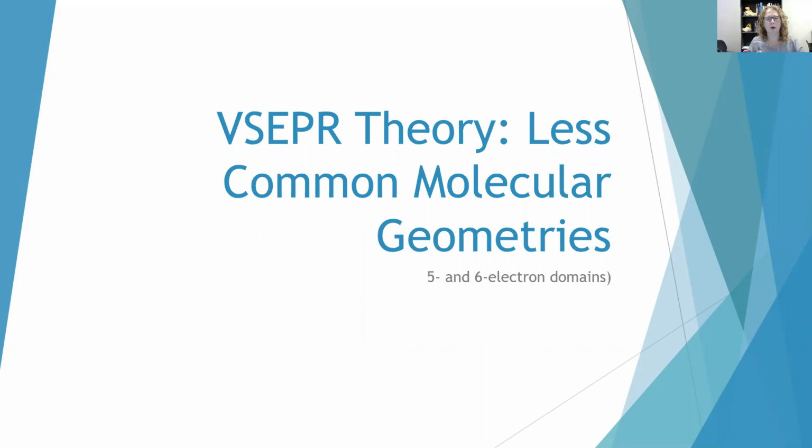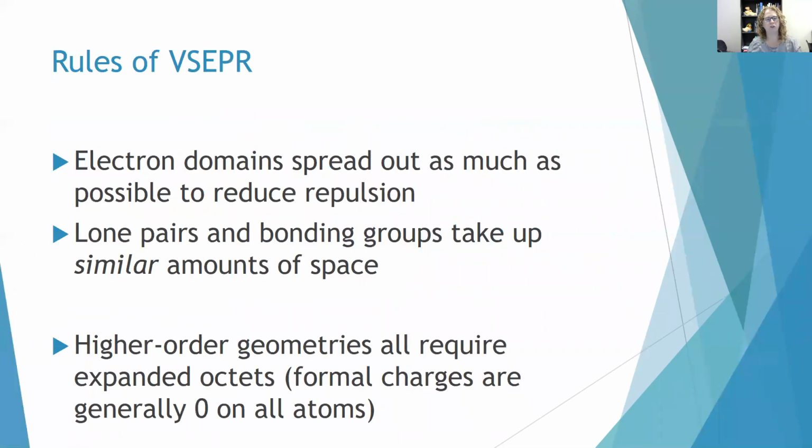All right, I want to return to VSEPR theory and talk about some of the less common, higher order molecular geometries that involve more bonding groups. So to remind you, VSEPR had rules, right? Electron domains, and that meant bonds. Couldn't care less whether they're single, double, or triple. And lone pairs. Spread out as much as possible because they don't want to be close to one another.